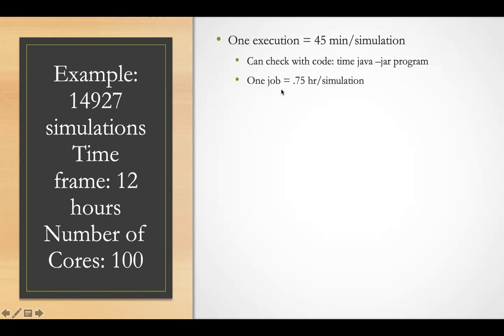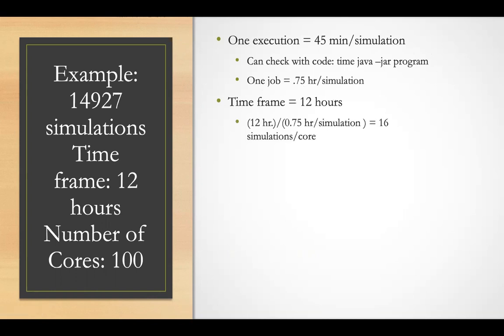So that means for one job, if you divide 45 by 60, it takes 0.75 hours per simulation. I said my time frame was 12 hours, so what we will do is divide 12 by 0.75 to get 16 simulations per job, or per core.